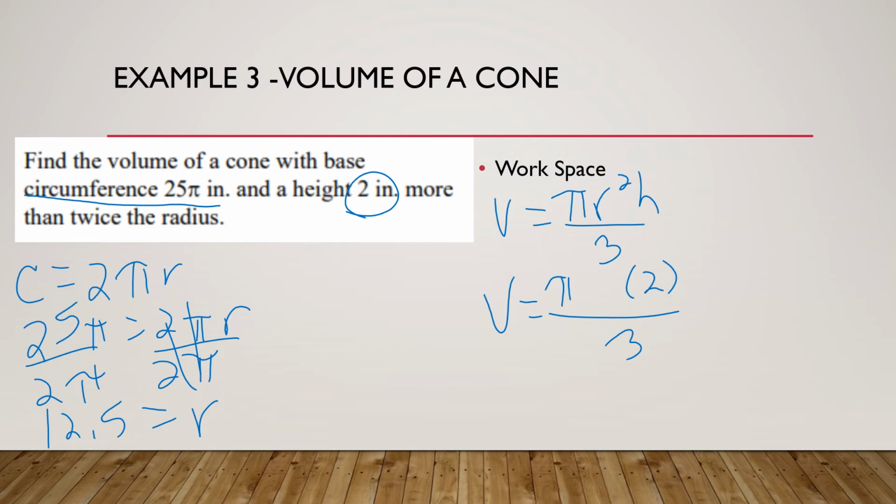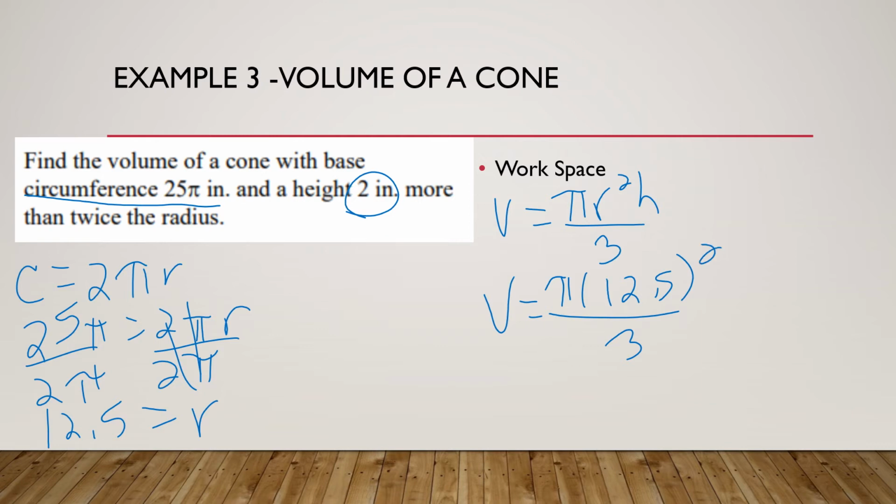I'm going to erase this height here for a minute. So we know that our radius is 12.5. That's a really bad one there. Let me fix that.